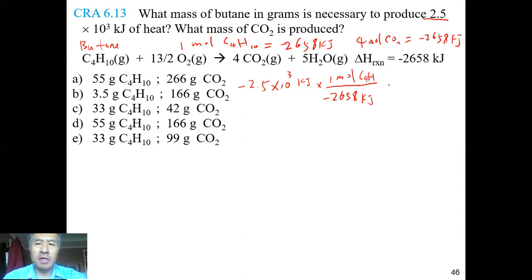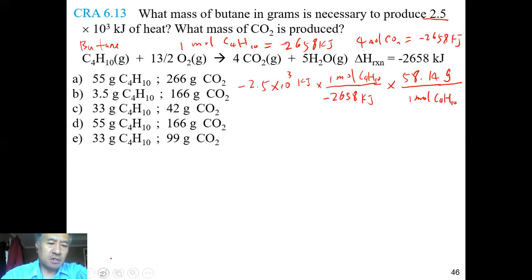And next, you will use the molar mass of C4H10. So one mole of C4H10 is how many grams? You can just calculate that. So that is 58.14 grams. Okay, so let's check the cancellation now.